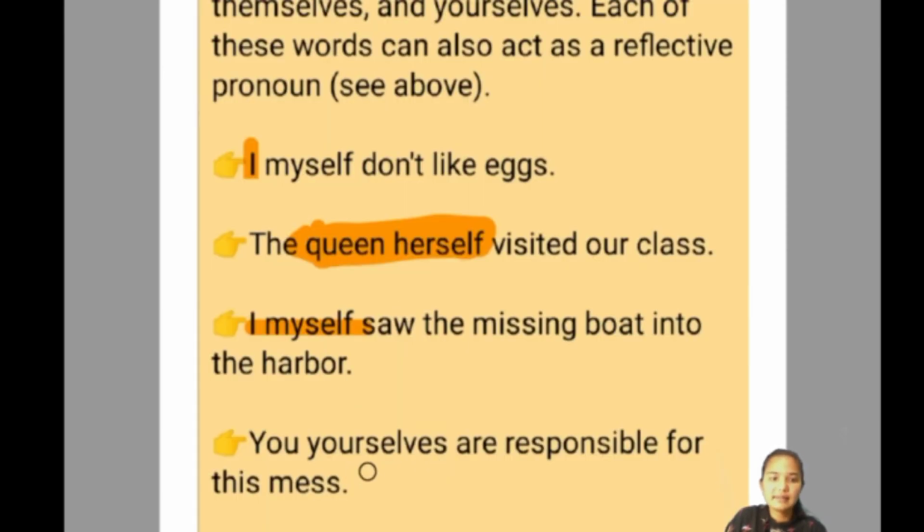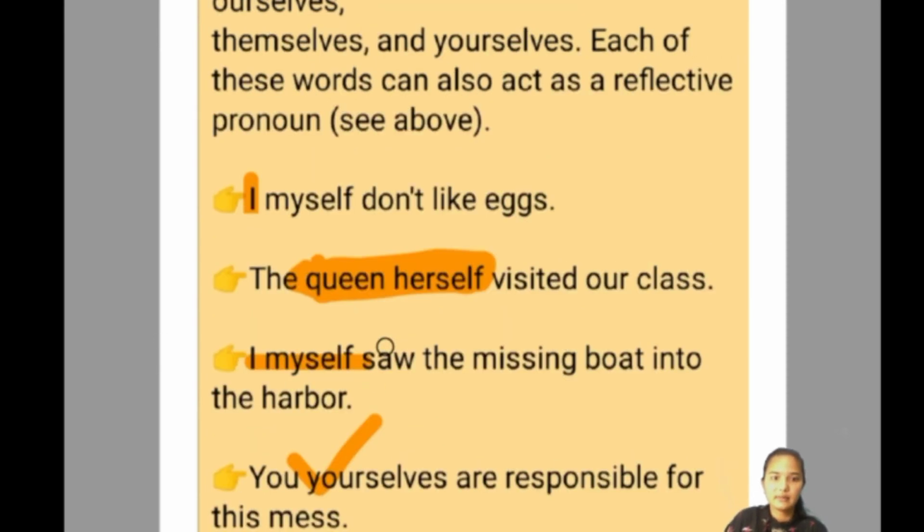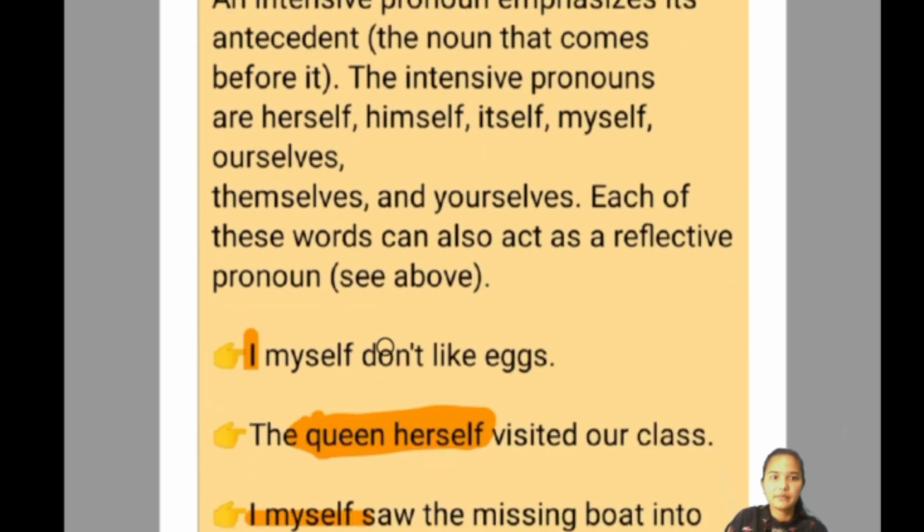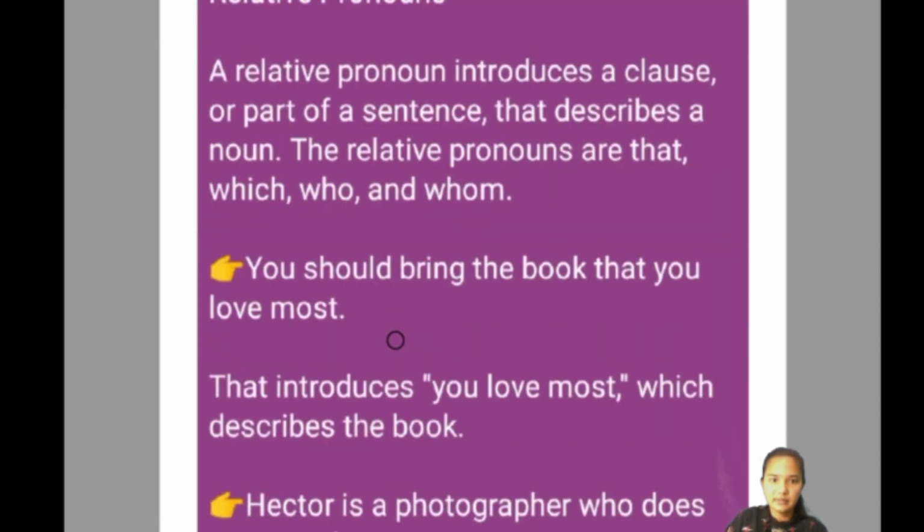You yourselves. This is also an intensive pronoun. Okay, let's move to the next. That is relative pronouns. Now, what is a relative pronoun? A relative pronoun introduces a clause or part of a sentence that describes a noun. The relative pronouns are that, which, who, and whom.